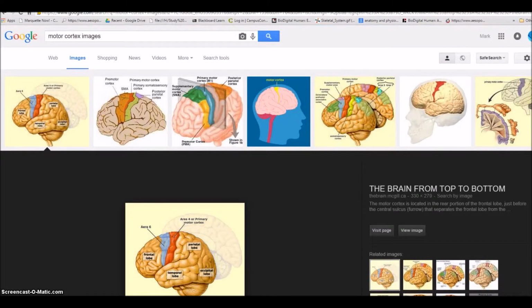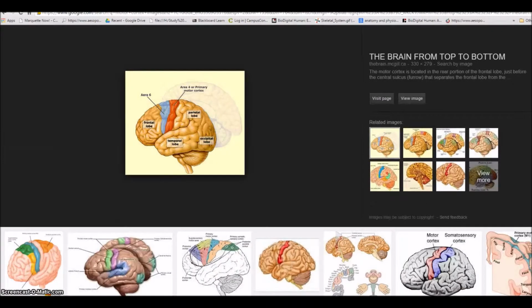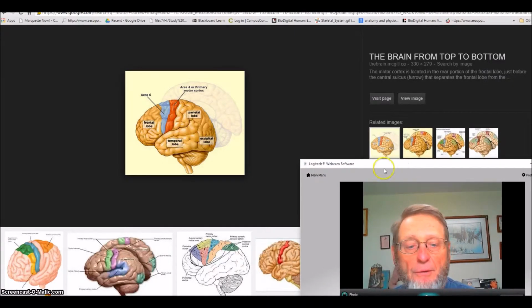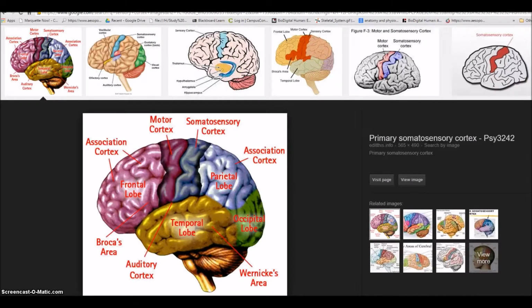Okay, another thing I want to talk about is the geography of the brain. We know now that different parts of the brain are associated with different functions. This area that's labeled motor cortex is associated with the ability to move your arms and legs and limbs and other parts of your body. There's another view of this. Okay, so here's the motor cortex. This slice of the brain in here is associated with moving your body.